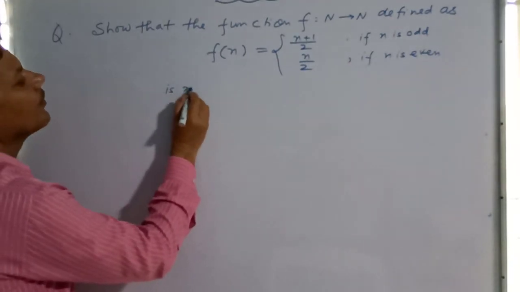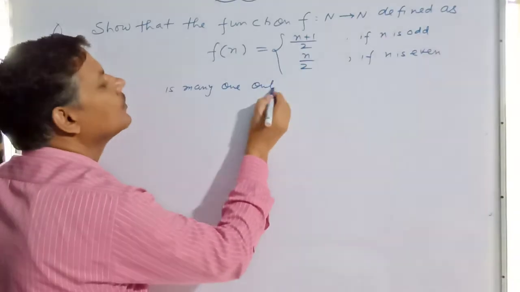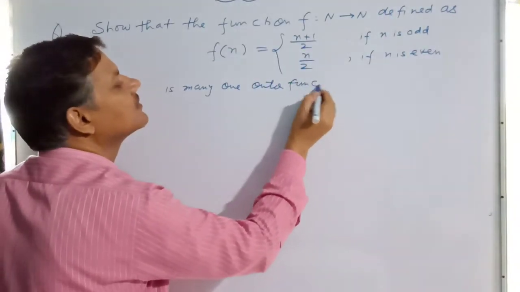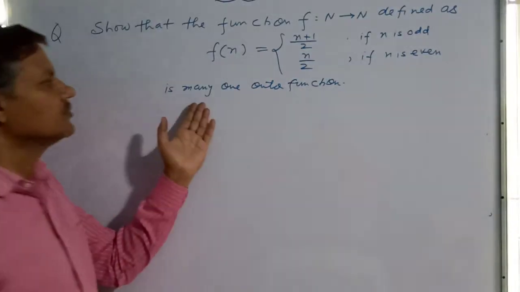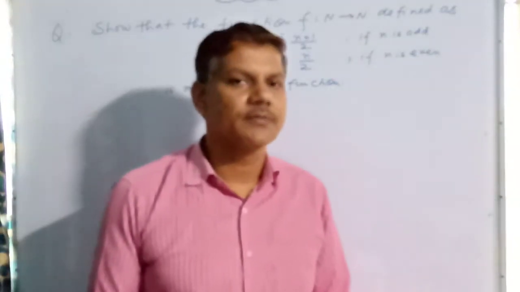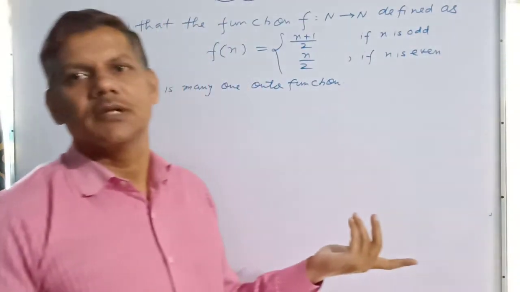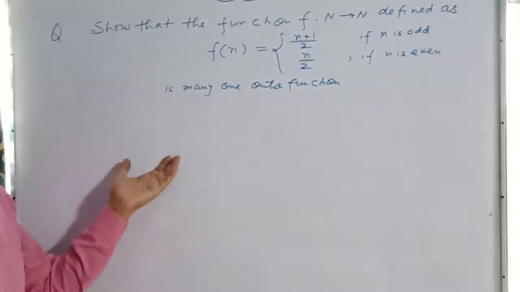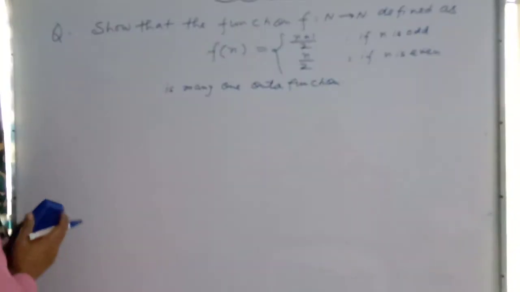Is it many-one onto function? It may be directly given, prove that it is many-one onto function, or if it is given, check whether the given function is a bijection. We have to proceed in the same way. It means we have to check 1-1 and onto. If both are there, then it becomes a bijection, otherwise not a bijection.